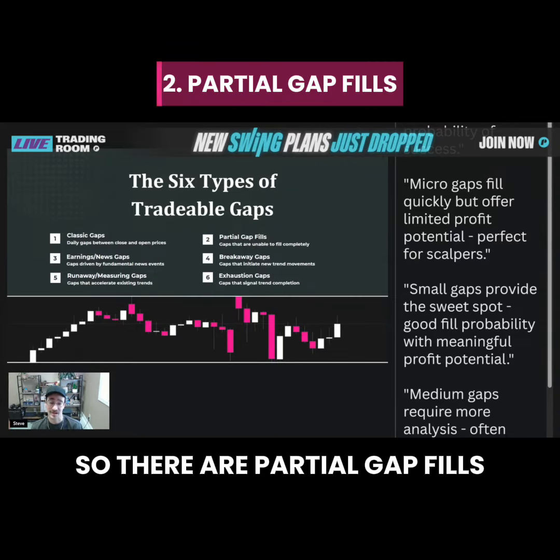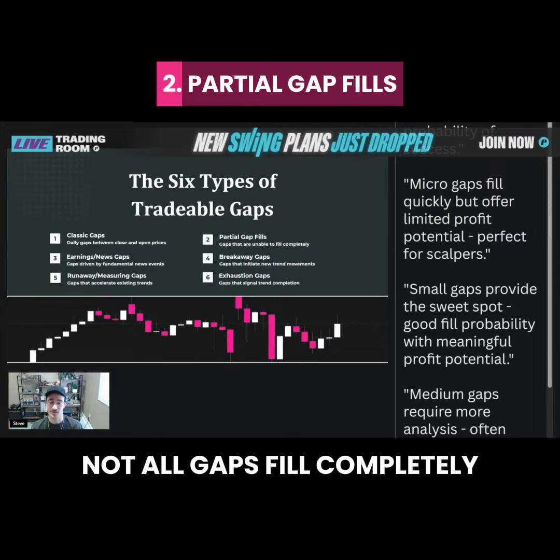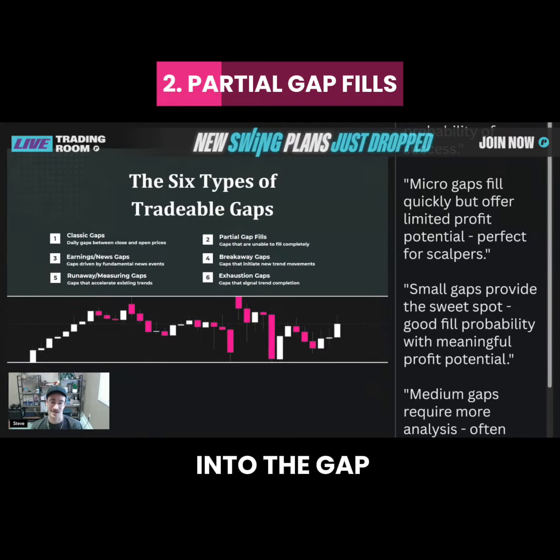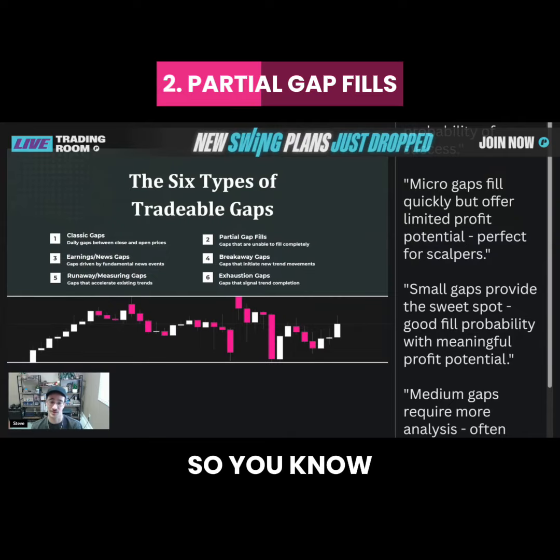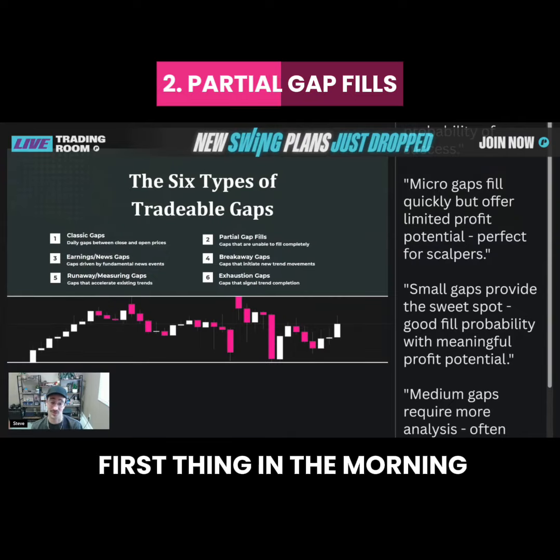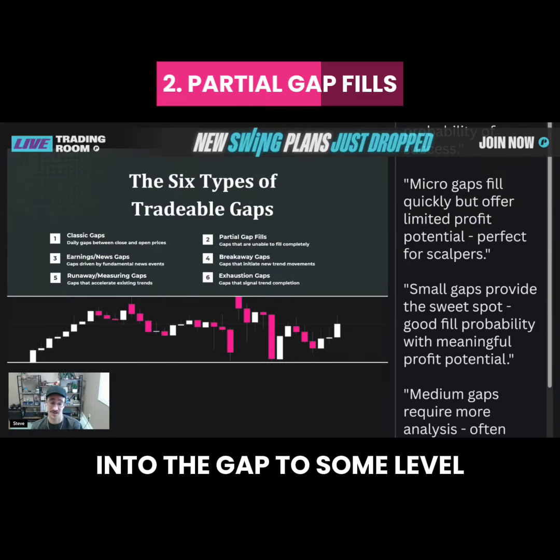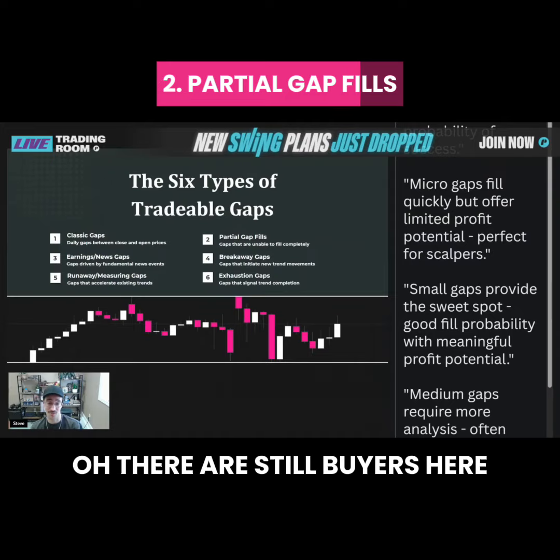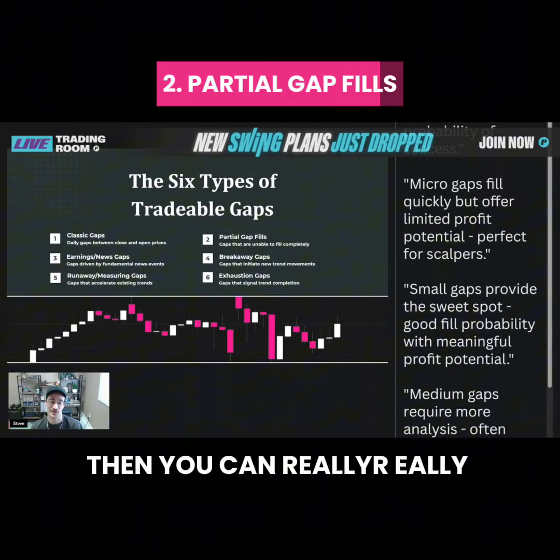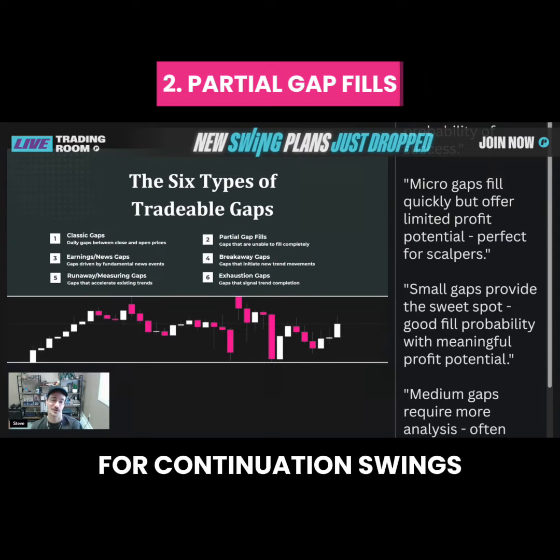So there are partial gap fills. Like I said, not all gaps fill completely. And by identifying that change of character, once it trades back into the gap, you can snipe some really good long entries off the gap up. So, you don't want to buy first thing in the morning when a stock gaps up. About 70% of those moves do mean revert back into the gap to some level. But by buying once you recognize, oh, there are still buyers here in the gap, then you can really catch a nice entry for a continuation swing.